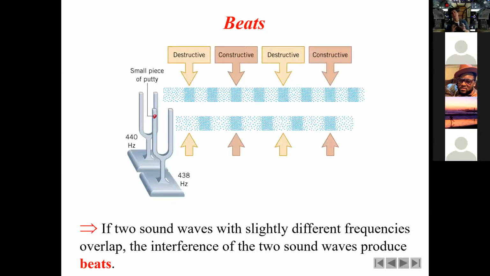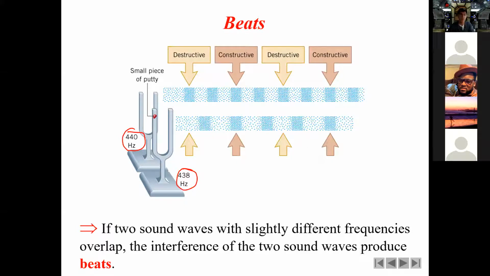Okay, so if I had two sounds that were very close in frequency, in this case, we're talking about two tuning forks. One of them has a frequency of 440 hertz. The other one has a frequency of 438 hertz. If I sound those two tuning forks together, I'm not going to hear a 440 hertz sound. I'm not going to hear a 438. I'm going to hear these beats. This wah, wah, wah, wah.